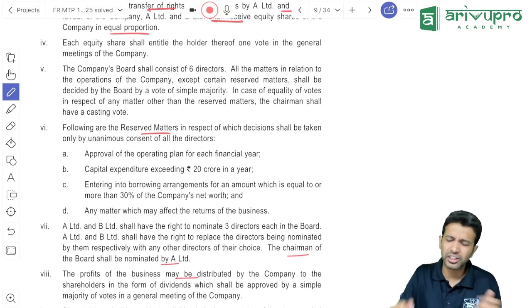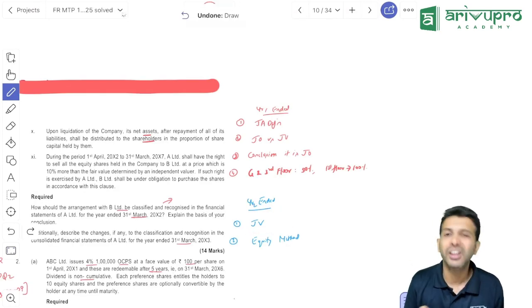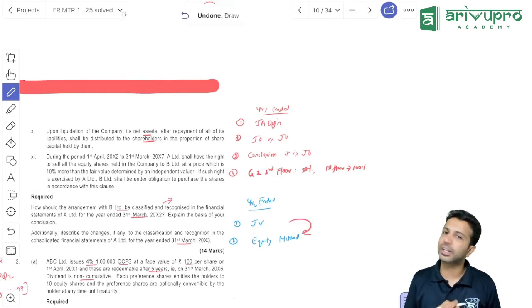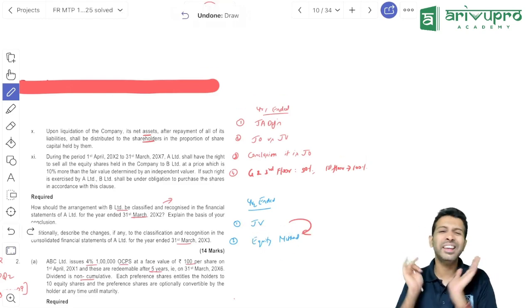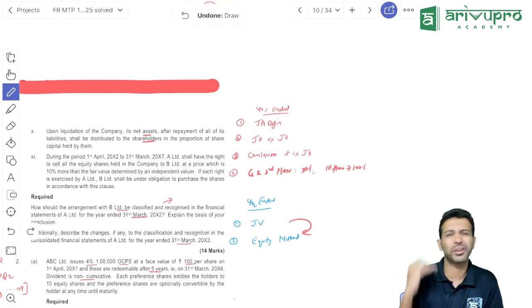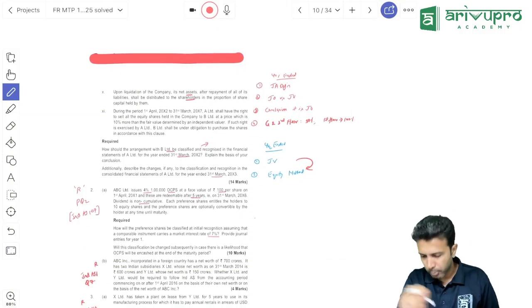Now from JO, what has it become, sir? In the second year it has become JV. If it is a JV, we can't follow the proportionate consolidation method. We have to follow the equity method of consolidation. That's what you need to write. This is a major pointer, all right.